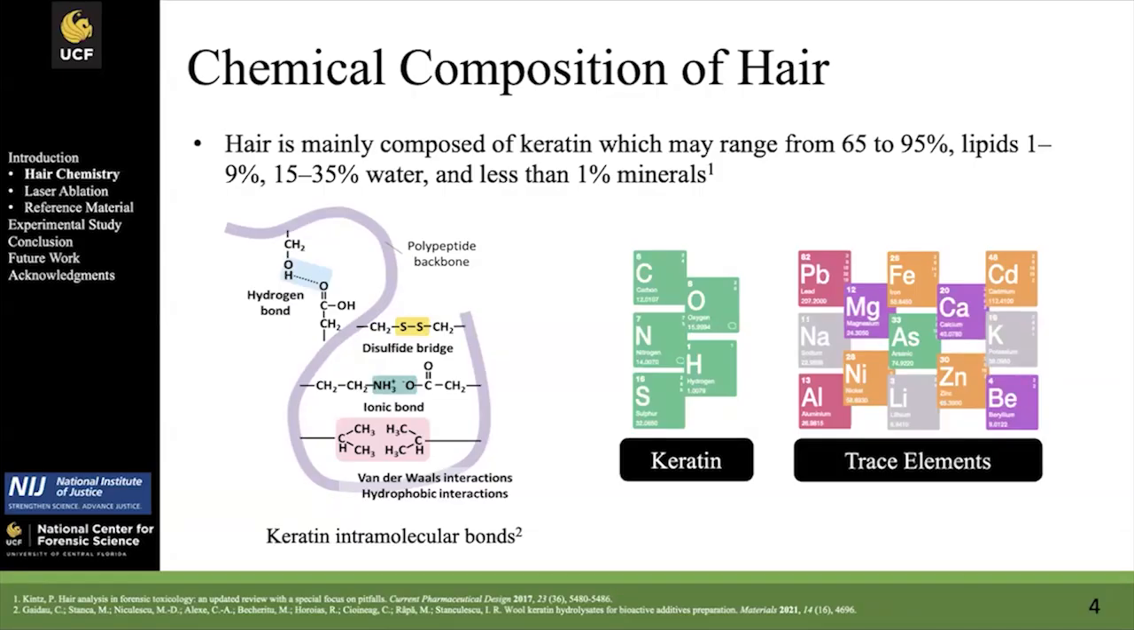To develop this material, we had to look into the keratin intramolecular bonds. As we can see on the left-hand side, the binding that it takes into account is the hydrogen bonding. There is also disulfide bridging, as well as ionic bonding and van der Waals interactions. The keratin elementally is composed of carbon, oxygen, nitrogen, hydrogen, and sulfur. And then you can see the trace elements here that are commonly seen in hair, and you'll see these come up later for my multi-elemental spiking method as well.